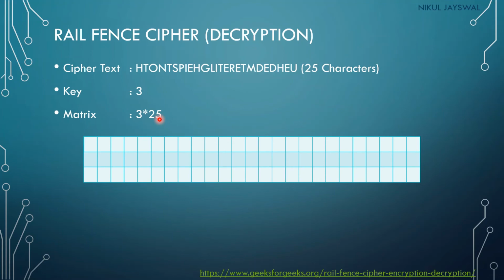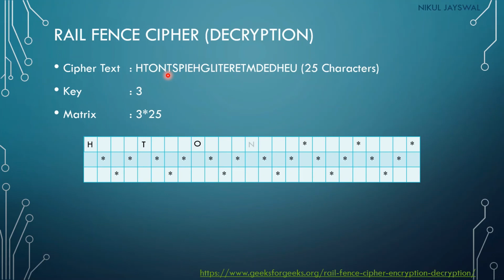So first of all, identify the positions. These will be the positions where the characters will come. So we will mark these positions. Clear? After marking these positions, we will fill the matrix with the characters. First of all, we will start with the ciphertext. We will put the first character here, then the second character here, then the third character here. So you can see here H, T, O, then next is N, T.